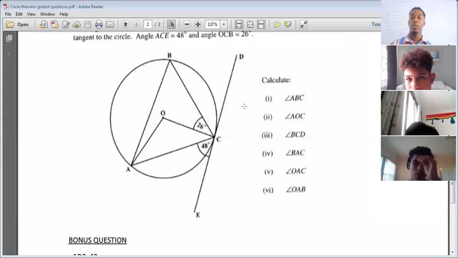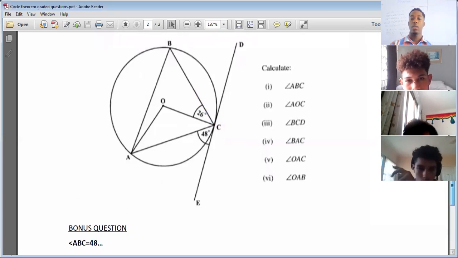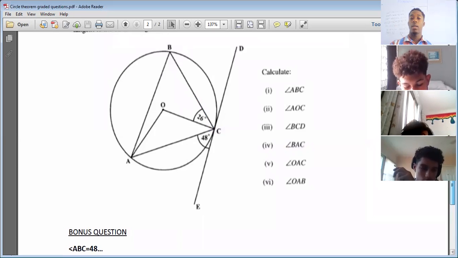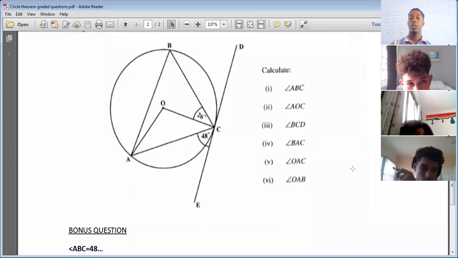Sir, what was angle ABC equal to again? Are you on the portal? Oh, 48. Yeah, okay. Check the portal. This should be on the portal. Okay. Yeah.